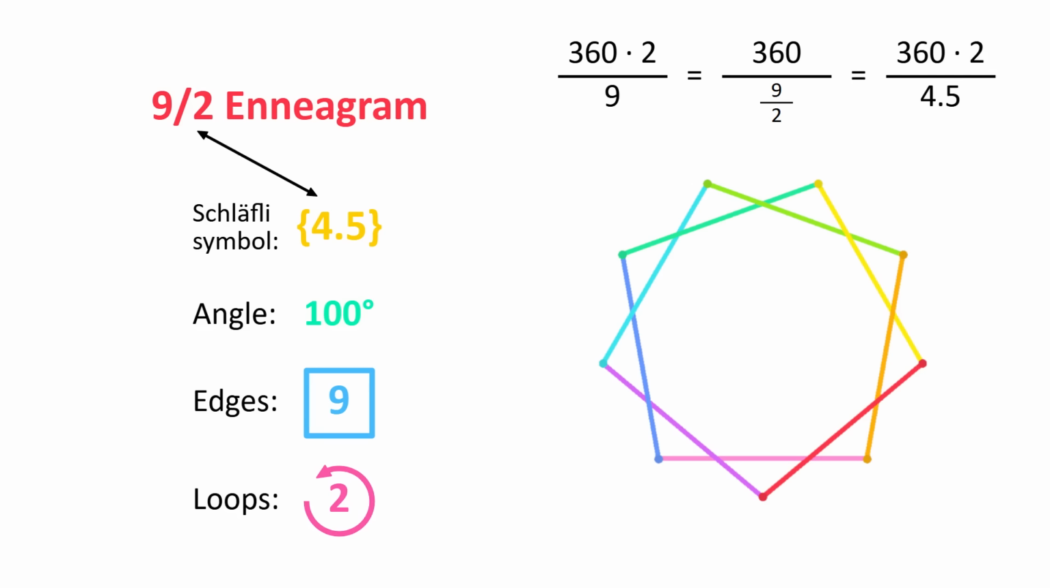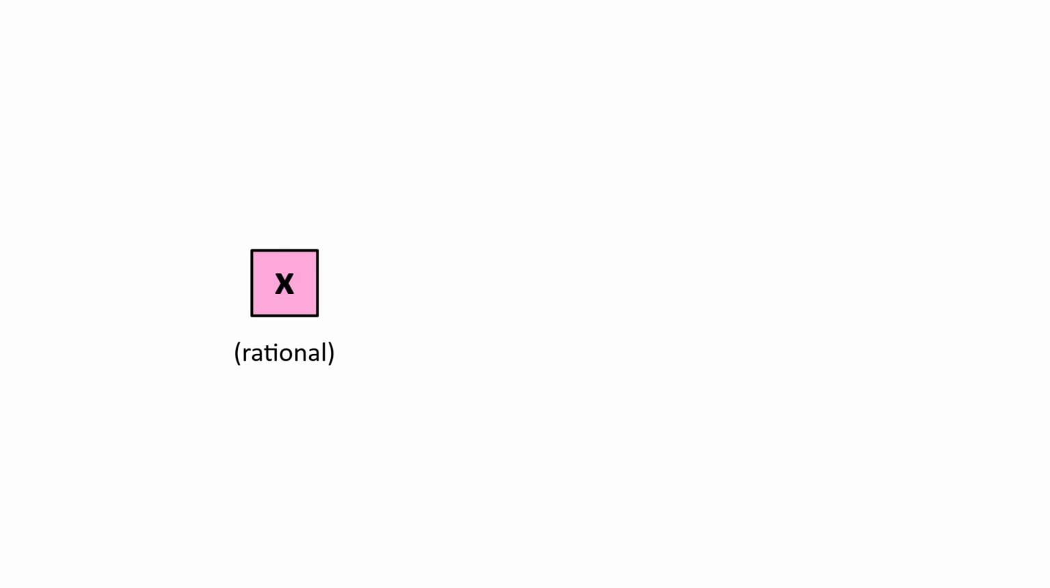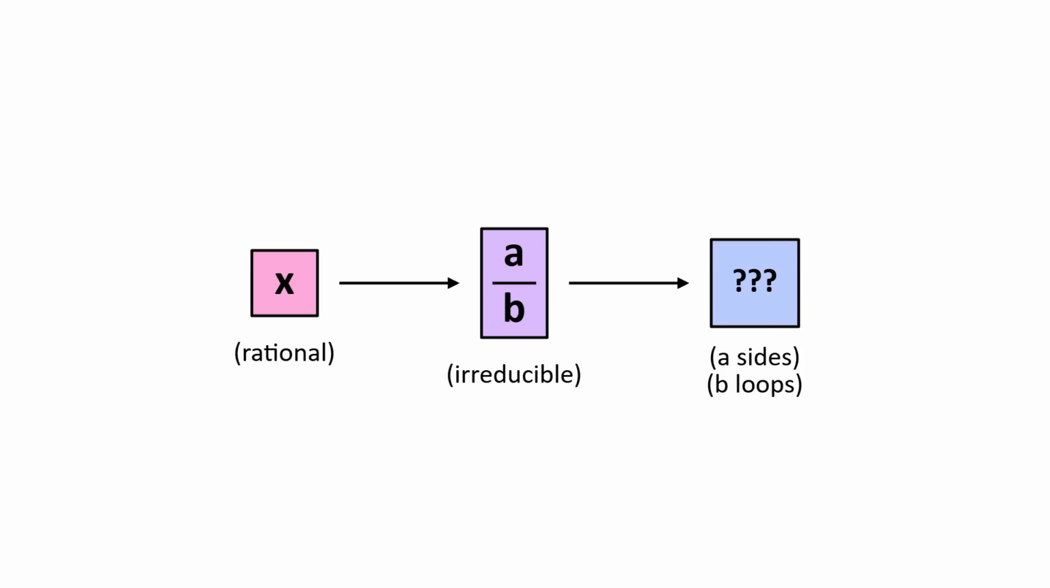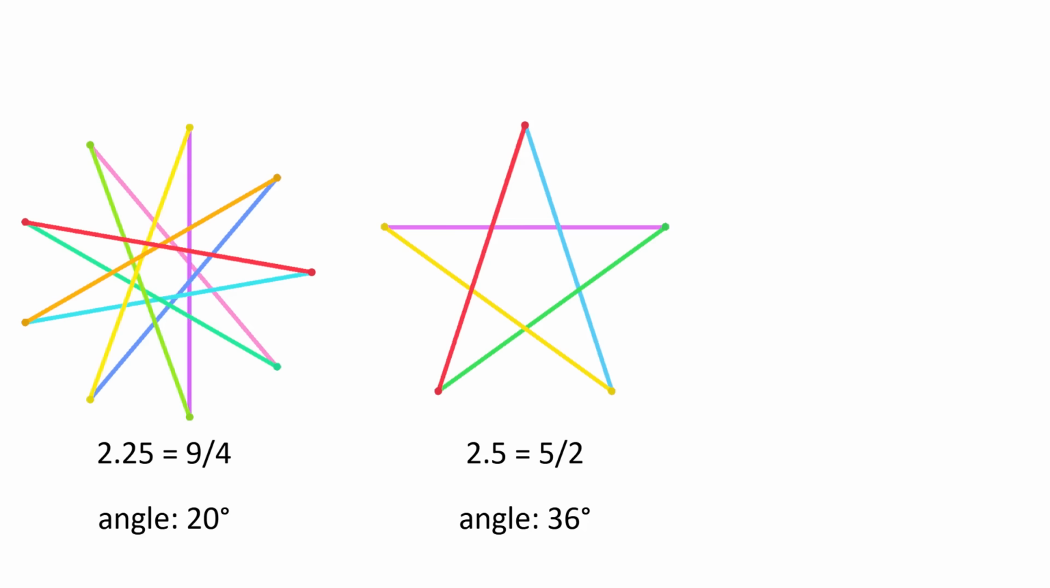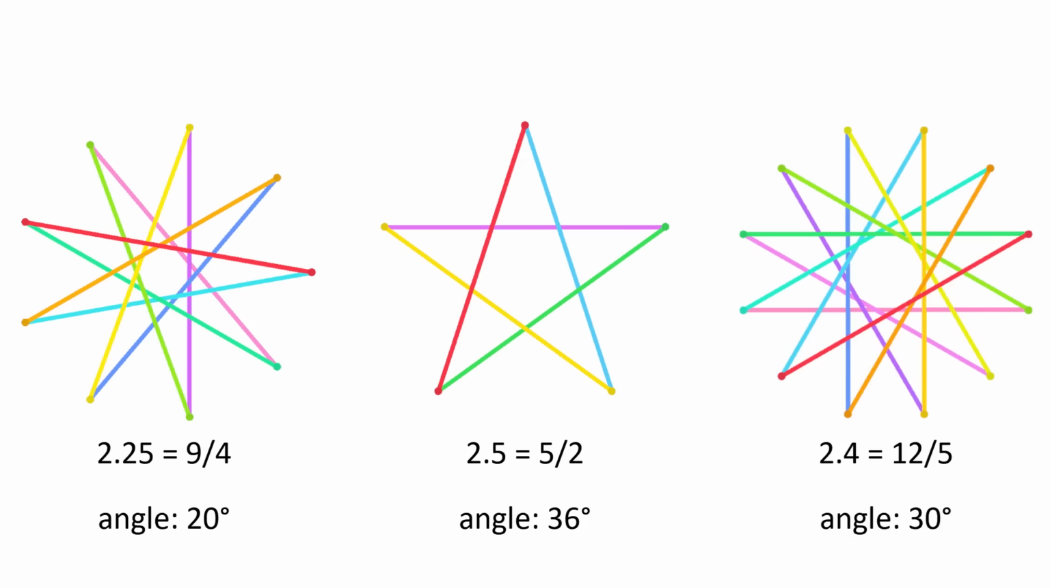In general, you could take any rational number and convert it to an irreducible fraction, a over b. And if you input it in the angle formula, what results is a shape with a sides that loops around b times. For example, 2.25 produces the 9/4 enneagram, 2.5 produces the 5/2 pentagram, and 2.4 makes the 12/5 dodecagram. These shapes are collectively known as polygrams.